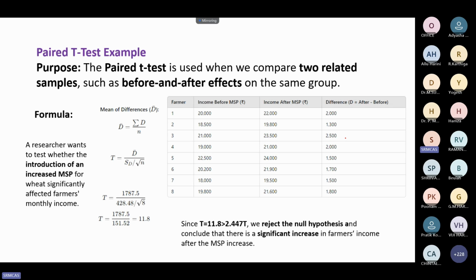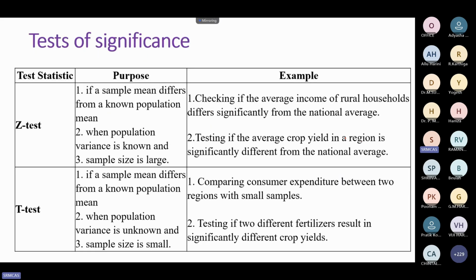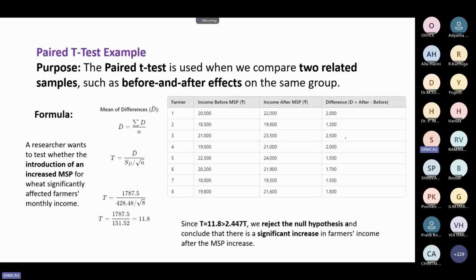So here also we can say that we have calculated 11.8. In this case, we can reject the null hypothesis and conclude that there is a significant increase in the farmer's income due to the minimum support price increase. Okay, so like this, we have so many test statistics. Due to the paucity of time, I don't want to go deep. It's just an orientation. Hereafter, you have to look for the deeper analysis and interpretation.